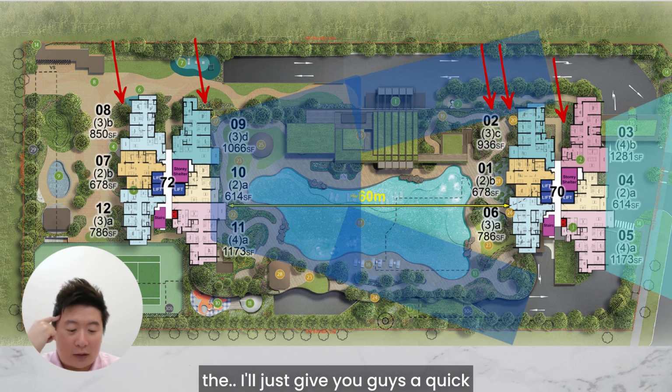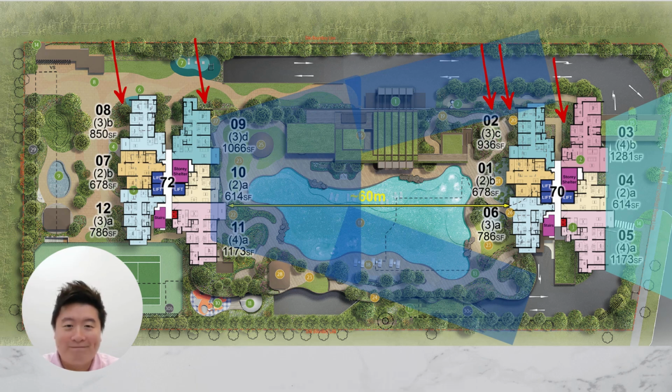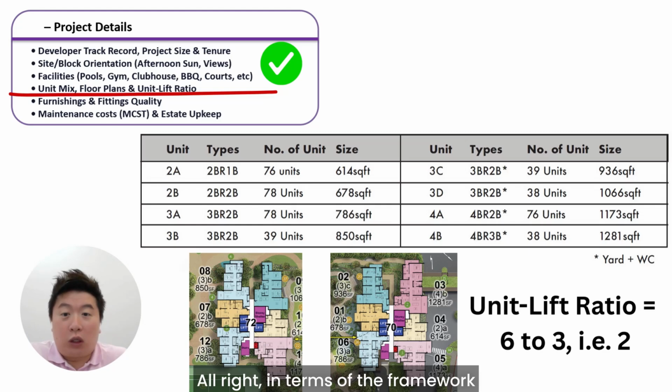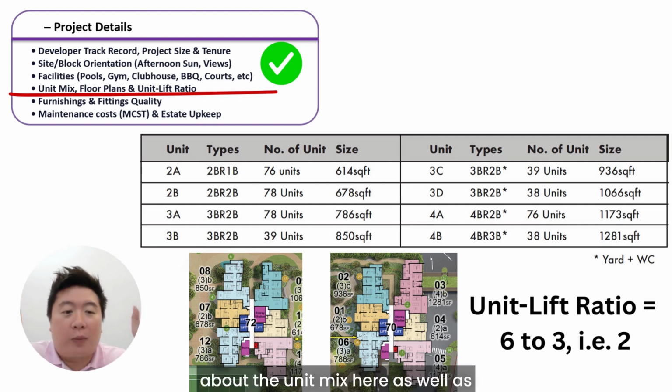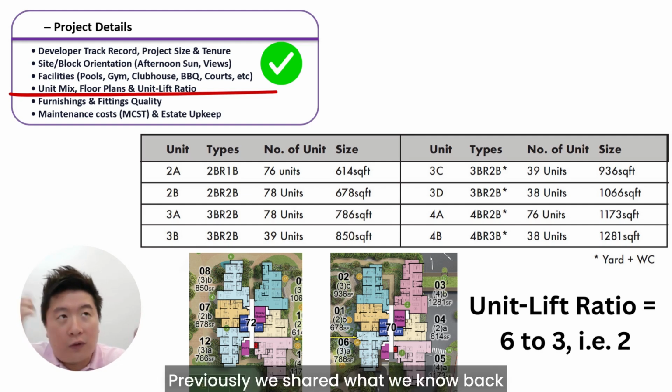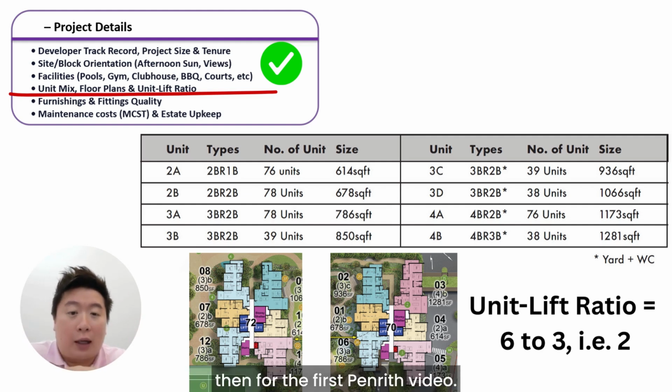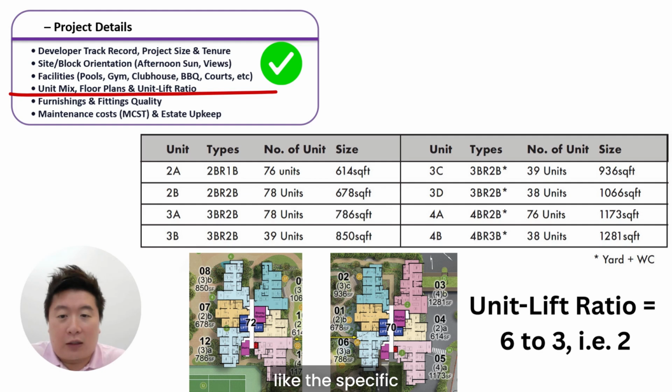I'll just give you guys a quick recap in terms of the framework. All right, in terms of the framework, we have covered the first 3 points for the project details. Now we are on to the unit mix, floor plans, and unit lift ratio. Obviously, floor plans comparison will take a lot longer, so I'll just quickly talk about the unit mix here as well as the unit lift ratio. So unit mix, previously we shared what we know back then for the first Penrith video. So now we have a lot more detail, right? Like the specific kind of breakdown.